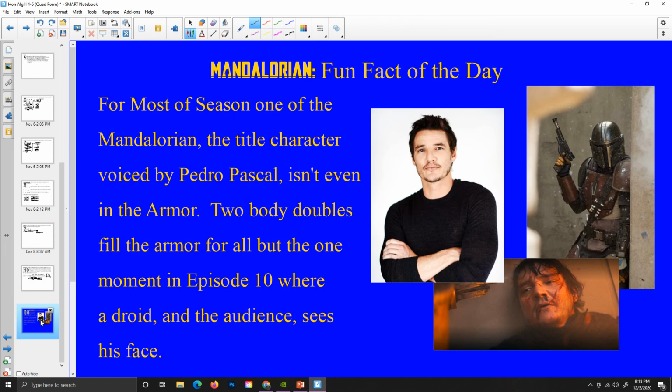The Mandalorian fun fact of the day. For most of Season 1 of The Mandalorian, the title character, voiced by Pedro Pascal, isn't even in the armor. 2 body doubles fill the armor for all but one moment in Episode 10, where a droid and the audience sees the face of the Mandalorian. The rest of the time, he has his helmet on.